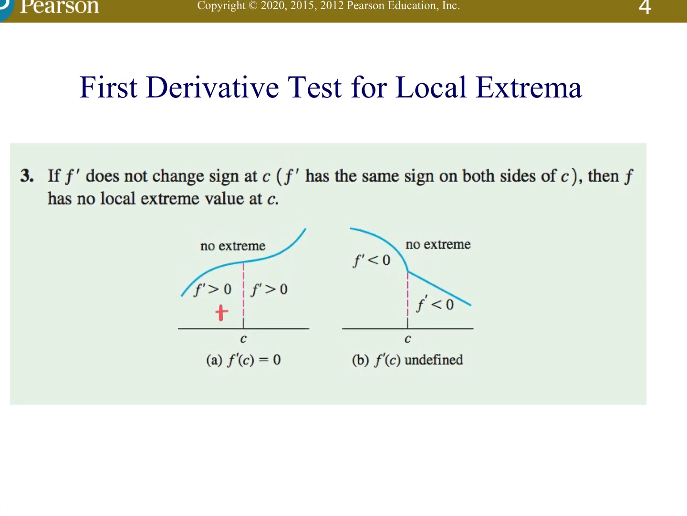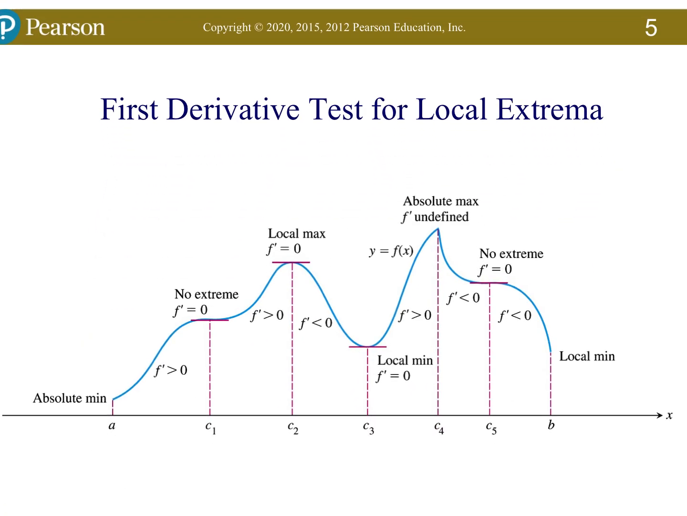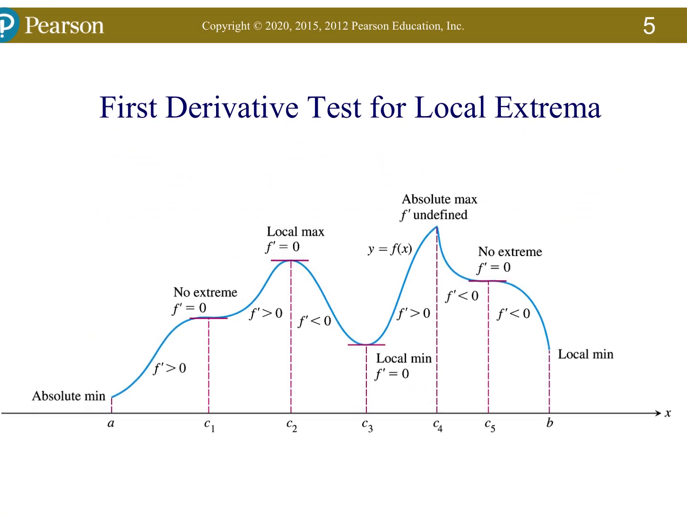So if the slope is positive and continues to be positive, even if the first derivative is equal to 0, that is no extrema. Or if the slope is negative and continues to be negative, even if it is undefined, that is no extrema. The key is the change in the sign. You can look at a continuous function and have places which have undefined or 0 derivatives, but no extrema exists. And so you would need to justify why either an extrema does or does not exist.